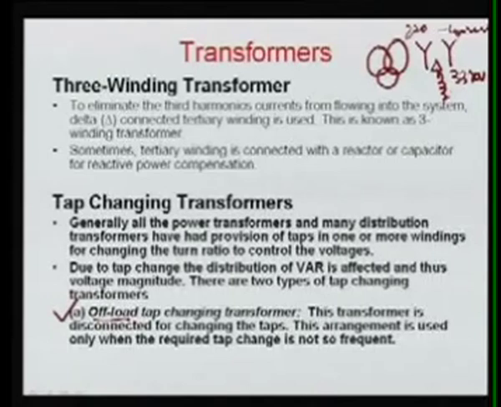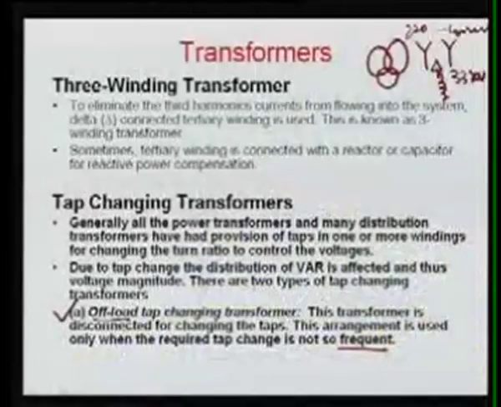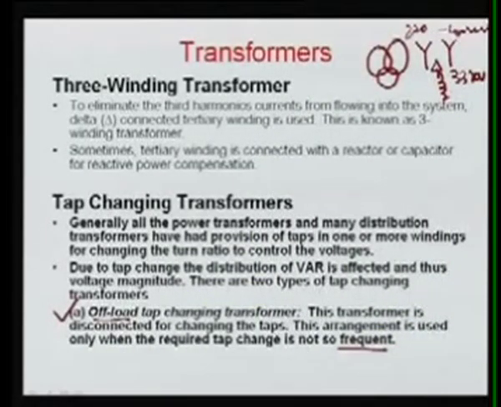So, this arrangement is used only when the required tap change is not so frequent. If you require it, suppose, monthly or even seasonally, then normally this facility is provided in those transformers, because you know in some seasons the load is more and the voltage is less, then you may require a different tap changing position. When it is off peak load, there will be more voltage, then you may go for less tapping, and so on and so forth. Since it is not so frequent, we can use off load tap changing transformers.